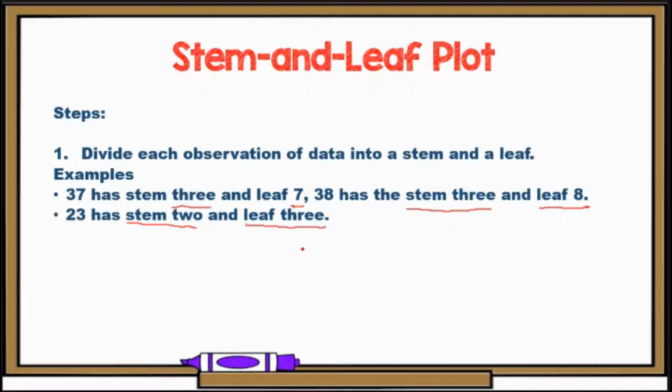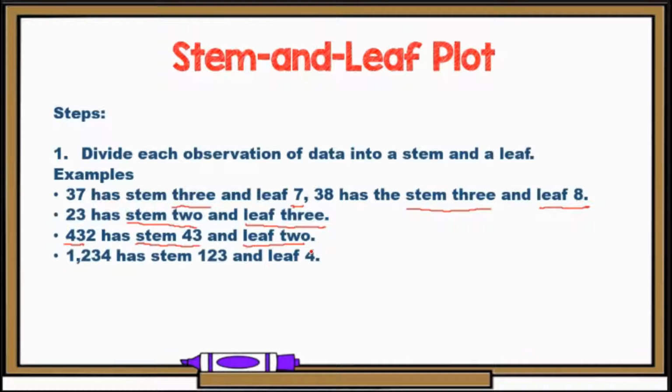But what if you are given a 3-digit number, 1 in hundreds? For example, 432. So the first 2 digits will serve as your stem, that is 43, and the leaf will be the last digit, 2. For thousands, we are going to follow the same pattern. The last digit is the leaf, and the remaining digits, the first 3, will be the stem. So the tip is, the last digit is always the leaf, and the remaining digits are the stems. Okay?